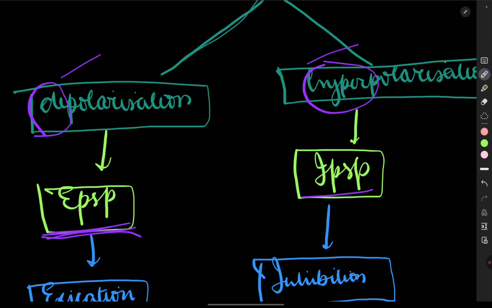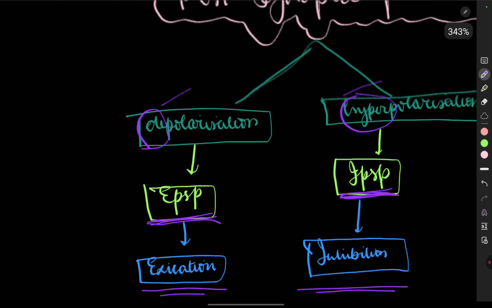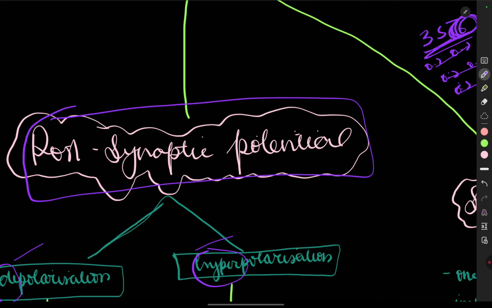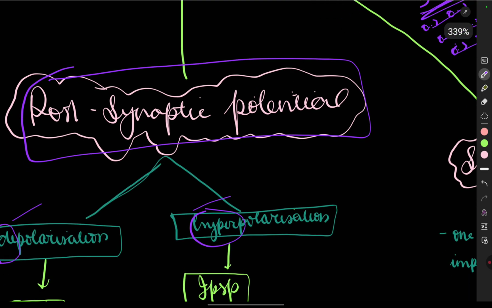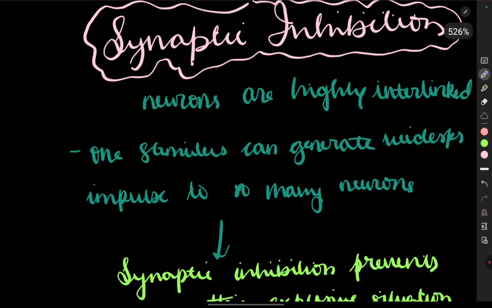So EPSP is the excitatory postsynaptic potential and IPSP is the inhibitory postsynaptic potential. So it leads to excitation and it leads to inhibition. So this is the law, the postsynaptic potential, that is due to the influx or conduction of the ions. We have already seen in the previous video, you can check it out. We have seen the whole mechanism as well in the form of a flowchart. So what is the next law? It is synaptic inhibition.